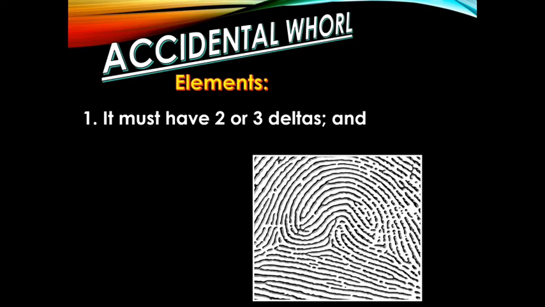Under the elements, it says there it must have 2 or 3 deltas. If you are going to observe, this is the only pattern wherein it may acquire 3 deltas in one fingerprint pattern. So in the illustration, these are the 3 deltas. Again, remember the rules in locating the delta.